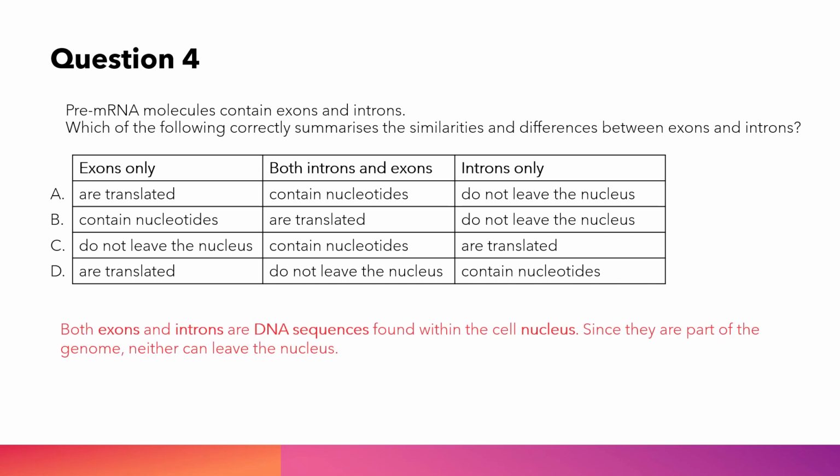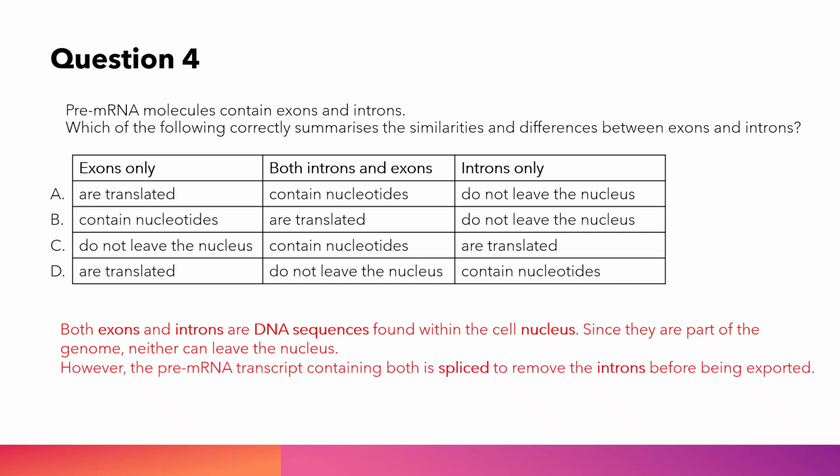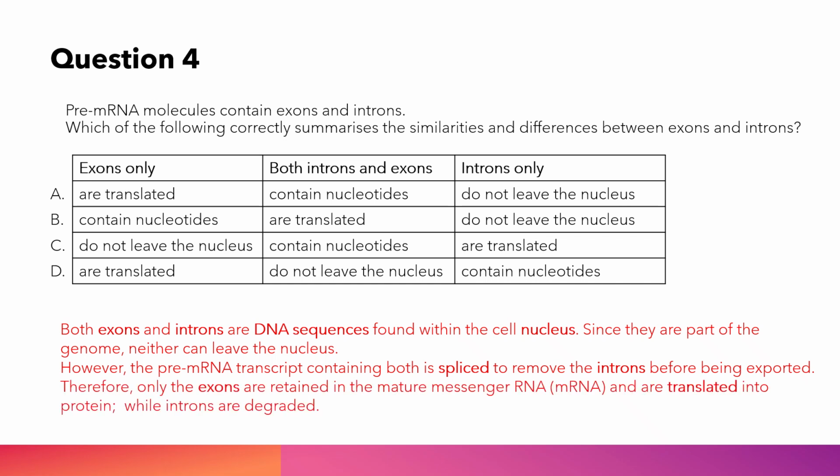Both exons and introns are DNA sequences found within the cell nucleus. Since they are part of the genome, neither can leave the nucleus. However, the pre-mRNA transcript containing both is spliced to remove the introns before being exported. Therefore, only the exons are retained in the mature messenger RNA, mRNA, and are translated into protein, while the introns are degraded.